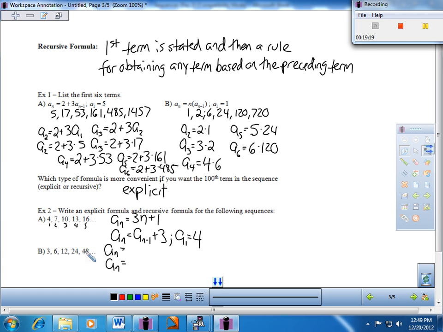It looks like I'm repeatedly multiplying by 2. So to get my next term here, I would take the previous number and multiply it by 2. So you can do it either way here, but it looks like 2 times a sub n minus 1. And again, the only dilemma, just please don't forget with recursive formulas, I need a starting value. So a sub 1 equals 3. Okay, nice.